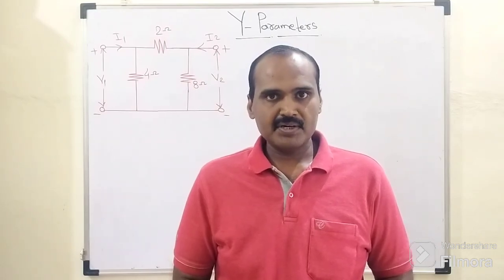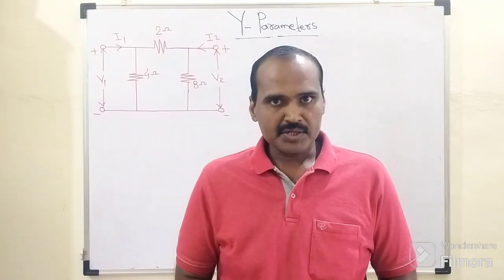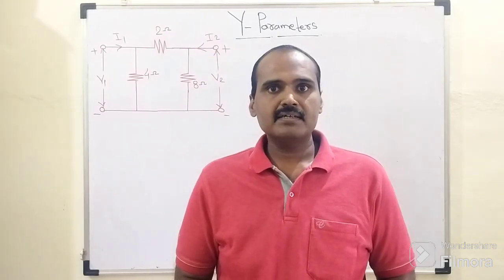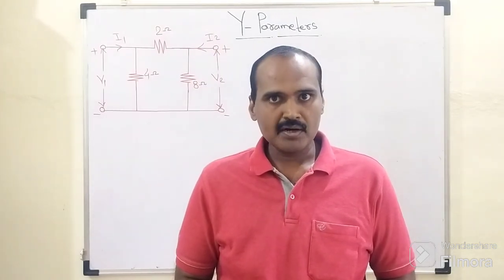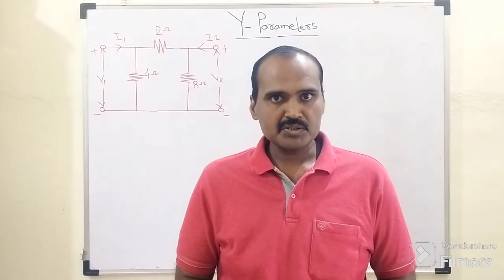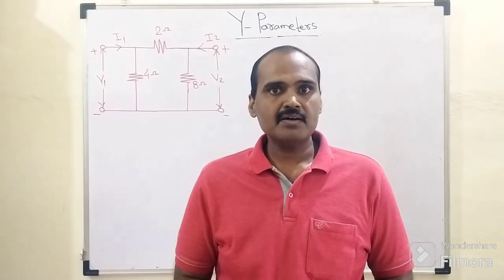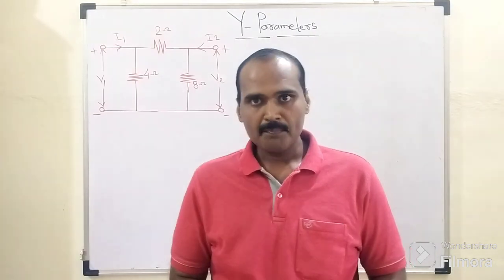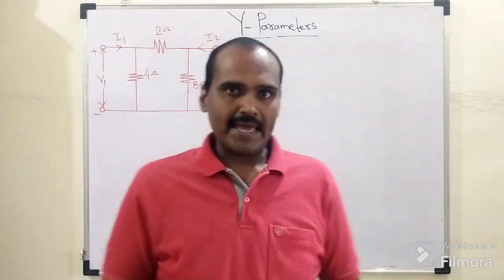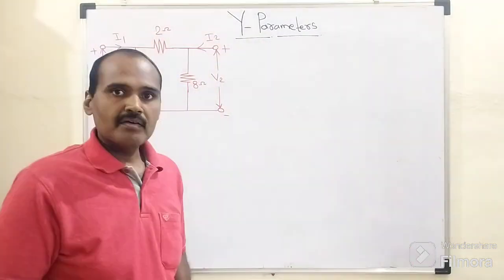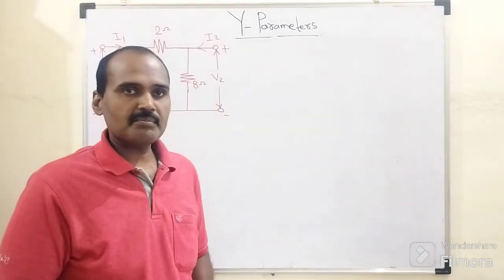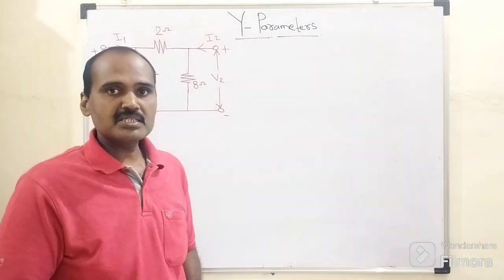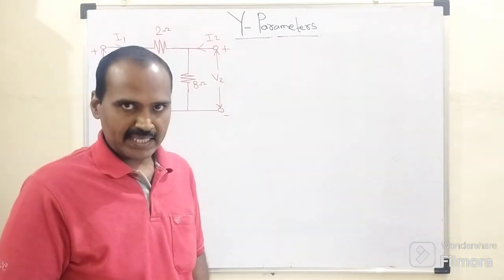So friends, as far as our today's session is concerned, in this session we will try to learn how to tabulate the admittance parameters or the short circuited parameters, or we can call them the Y parameters, of a given two port network. With the help of this example, we are supposed to learn how to determine the admittance parameters or the Y parameters of that given network.